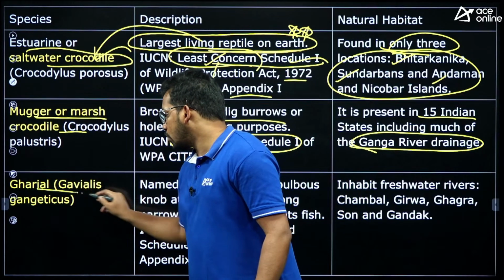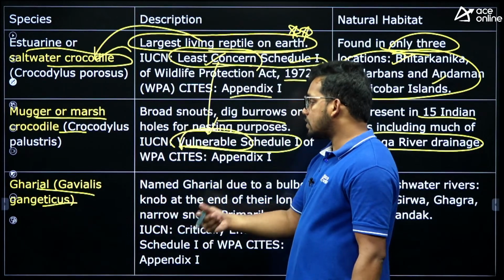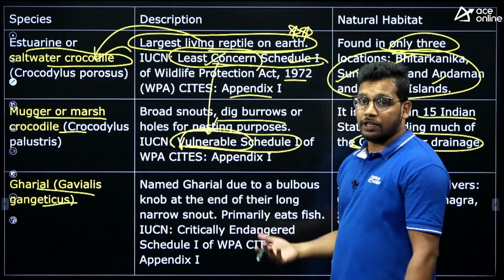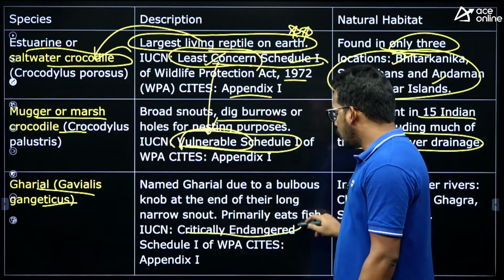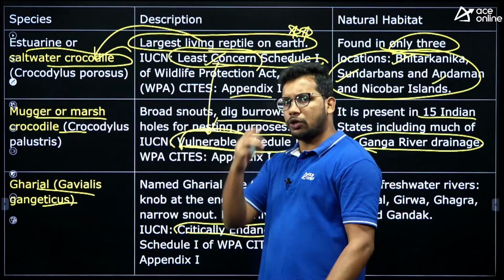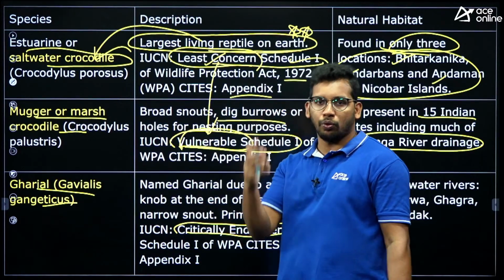Next one, about gharials. Gharials are very important, they are critically endangered. If you have visited any zoo, you might have seen that there is a dip over the nose, right?